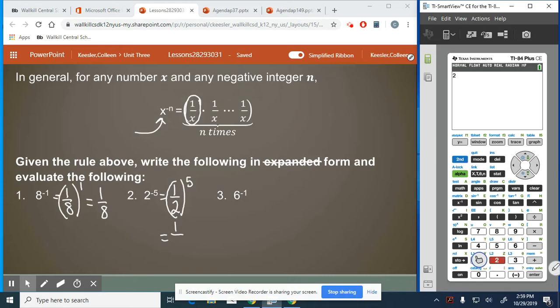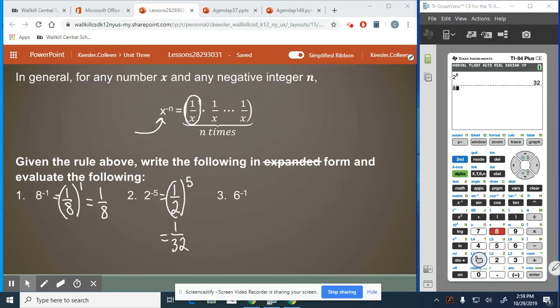We would do 2 raised, that's this button right here if you didn't see it, to the fifth, equals, and it's 32, which makes sense because 2 times 2 is 4, times 2 again is 8, times 2 again is 16, times 2 one more time is 32.